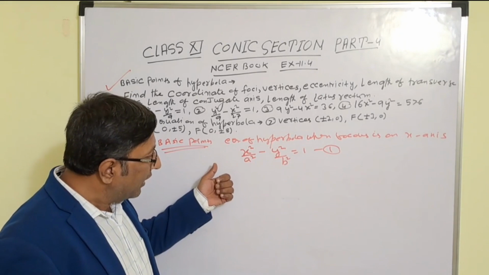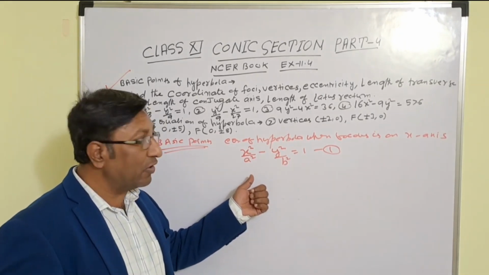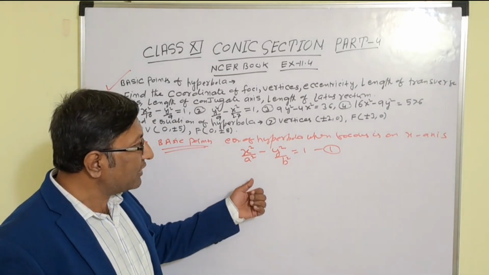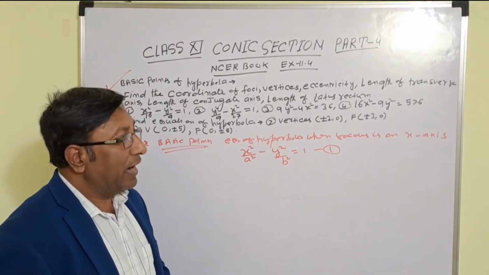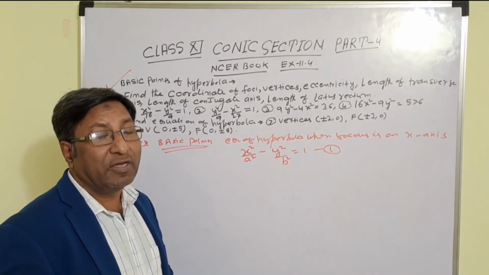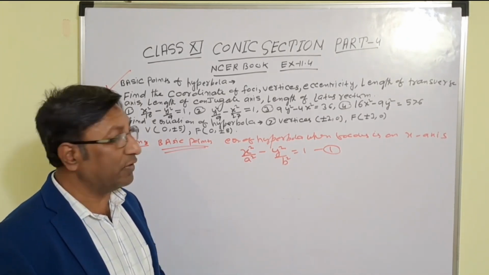So the x-axis on which the foci are based is called the transverse axis. So the transverse axis here is the x-axis. And the other axis which is perpendicular to the transverse axis is called the conjugate axis. So here y is the conjugate axis.